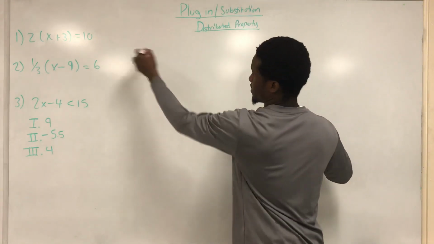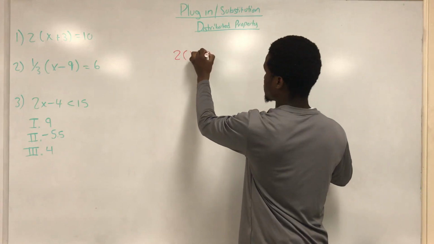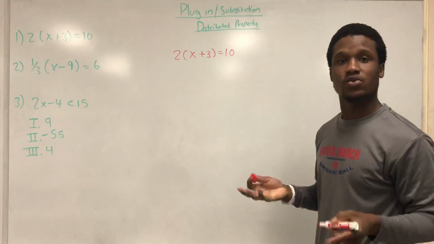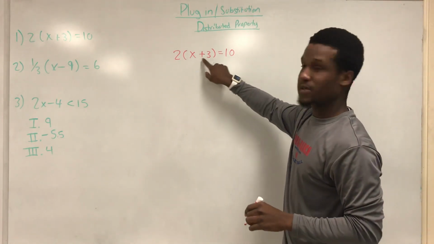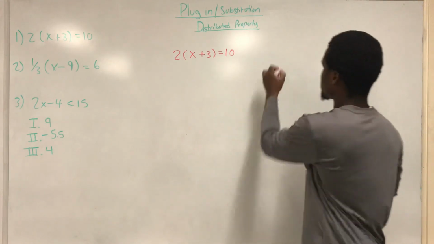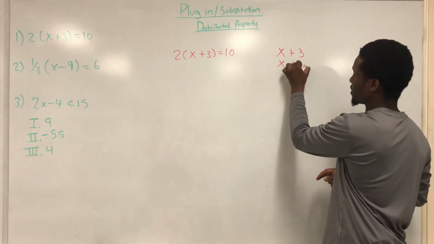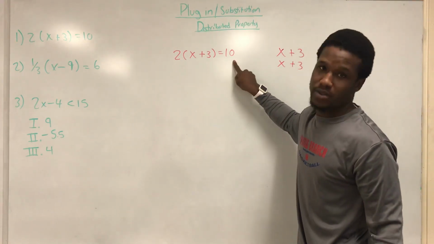So let's take a look at number 1. Let's go through the distributive property. So 2(x plus 3) is equal to 10. Alright, so this is what we're really doing here. We're saying we have two x plus 3's. There's two of them there. So we have an x plus 3, and then we have another x plus 3. Okay, so we have two x plus 3's, and they're going to be equal to 10.